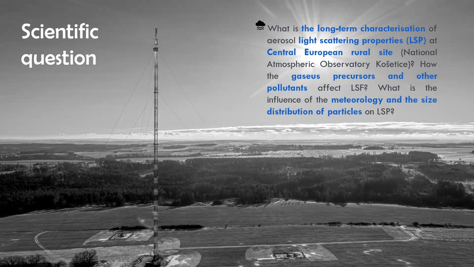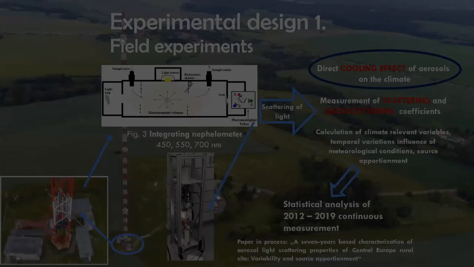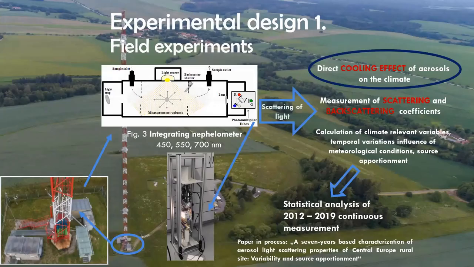But also I really wanted to see some correlation between gaseous precursors and other chemical atmospheric pollutants on the light scattering properties, as well as the effect of meteorology and the other physical properties of aerosols. I think you've seen this a lot today as well as yesterday.